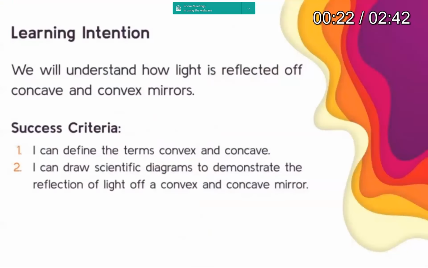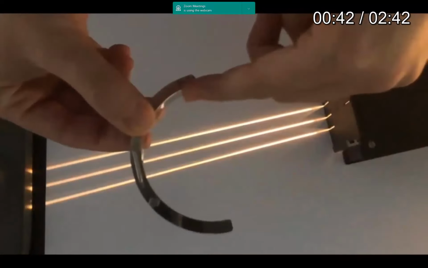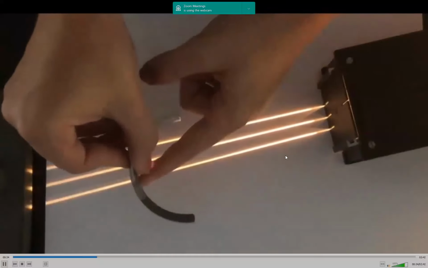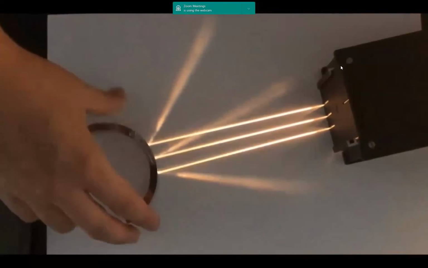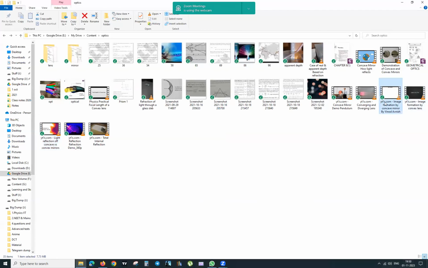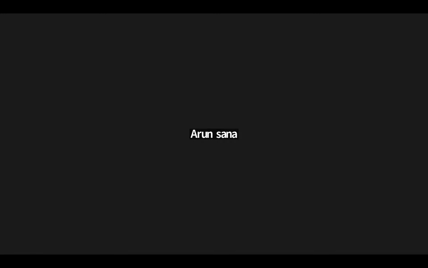Where is that guy? Lens. I think I have it for lens, I guess. I don't have it for mirrors. Okay, but I think you got the idea. We'll see it for lenses later on.